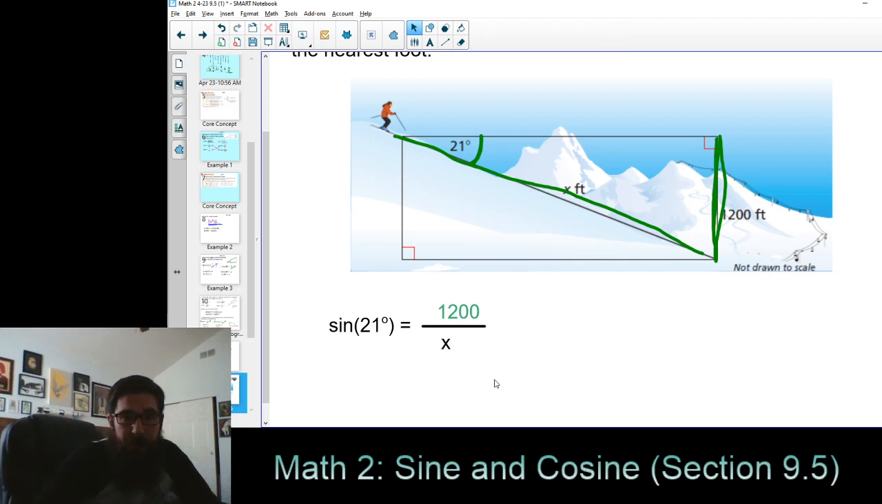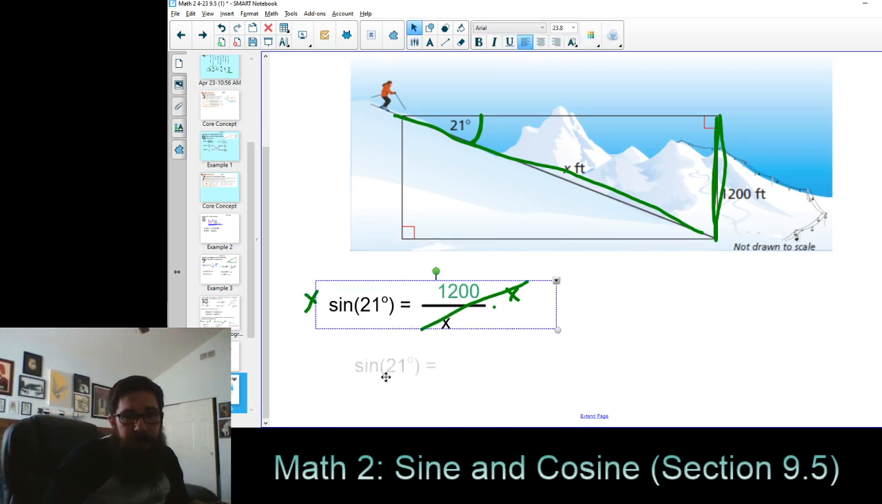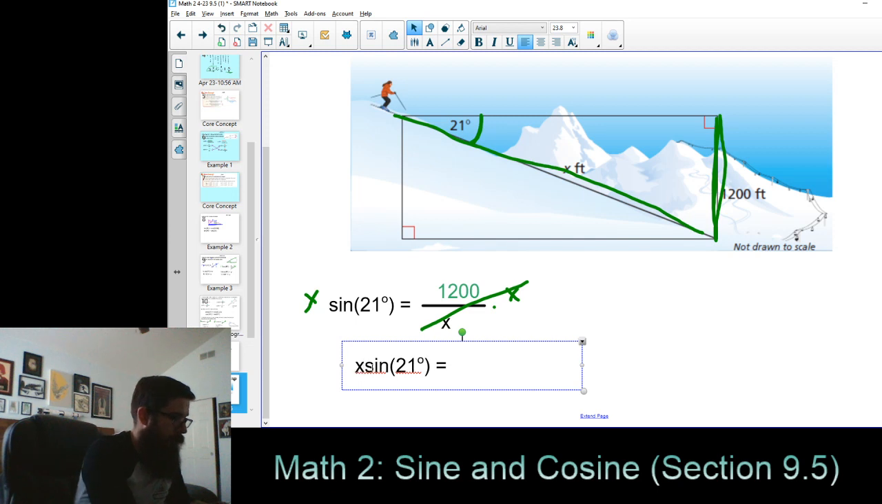This is just like some of those problems last week where we had an x in the denominator. What are we going to do to solve for this guy? Multiply both sides by x. It's going to cancel on the right side. On my left side, I'm going to get x times sine of 21, which is now equal to 1,200.